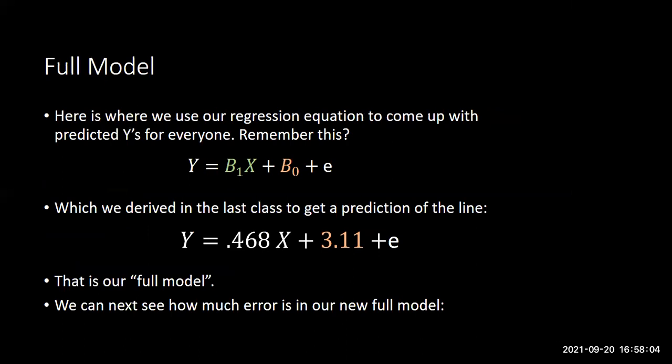All right, so here's our regression equation. We use this to come up with our predicted scores for everybody, to derive the line of best fit through these points. Last week, we derived this equation to represent the relationship between years of experience, years from PhD, and number of publications. So this right here is our full model. And now we can plot this, or not plot it. We'll do the math to see how much error is in this model now.